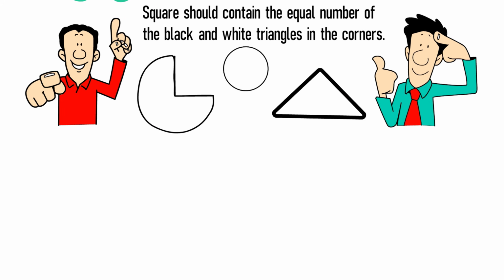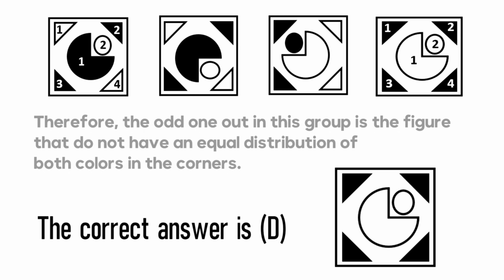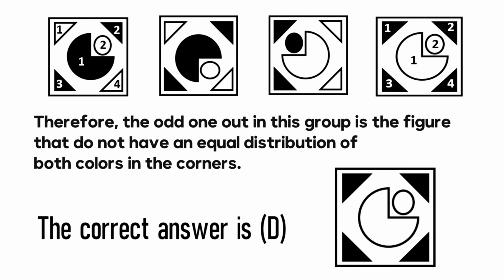Based on this information about the circles, we should ignore them and focus on the triangles inside the squares. This is why the odd shape, the shape that doesn't belong to the group, is the one that does not have equal distributions of all colors in the corners. So the correct answer here is choice D. Hopefully you've nailed this question and now know how to answer similar problems on the test.